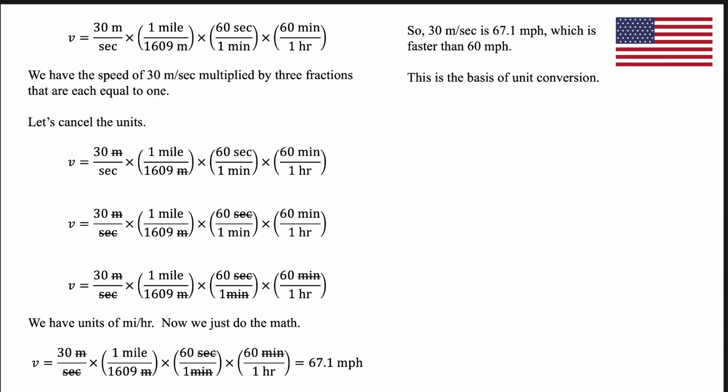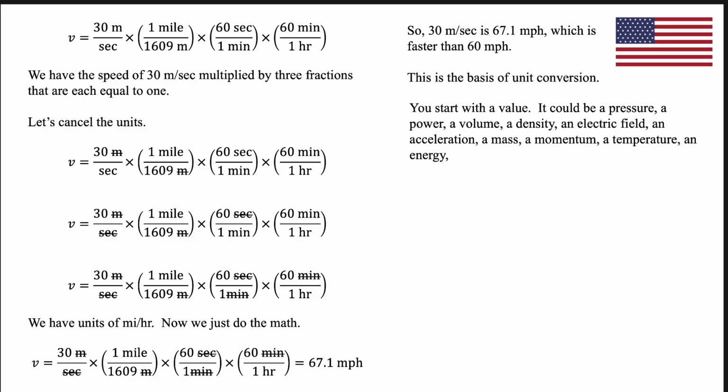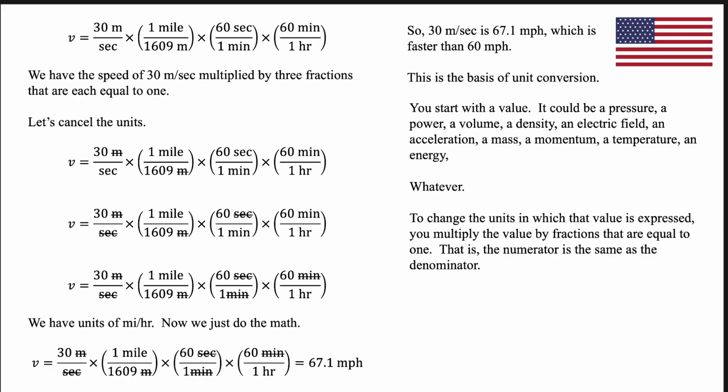You start with a value and you multiply by 1 until you get the units you want. You don't change the value. It could be anything. Pressure, power, volume, electric field, magnetic field, mass, momentum, temperature, energy, whatever. So to change the units in which the value is expressed, you multiply by fractions that are equal to 1. Numerator is the same as the denominator. That's part 1.